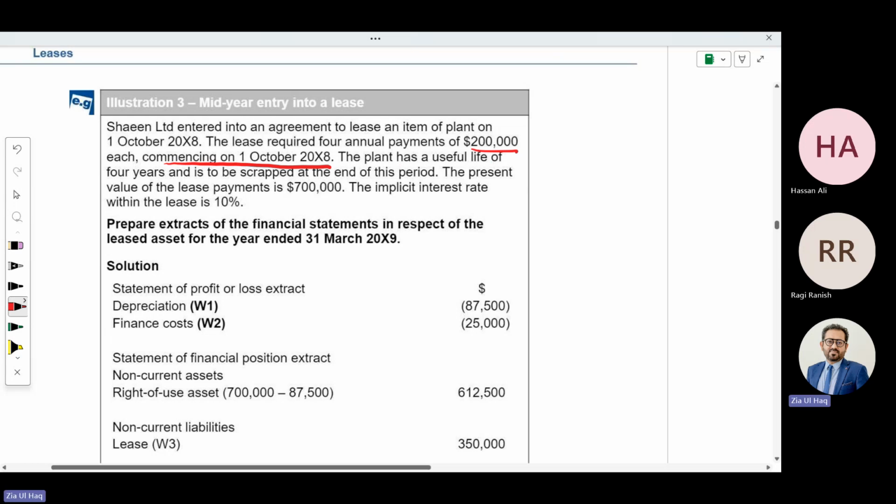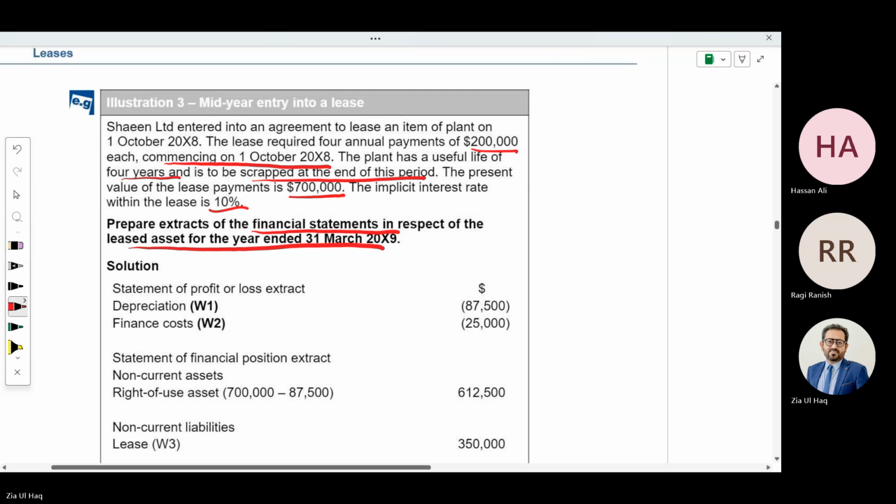The plant has a useful life of 4 years and is to be scrapped at the end of this period. The present value of the lease payments is 700,000, that is given initially. The implicit interest rate is 10%. Prepare an extract of the financial statements in respect of the lease asset for the year ending 31st March 2009.